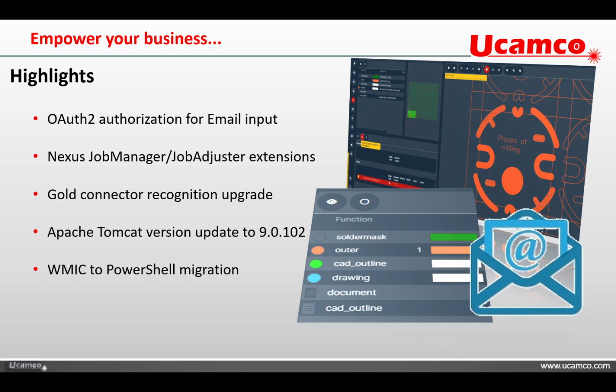Now, if we start on the PowerPoint side, this is the slide with the highlights for this version. It features OAuth2 authorization for email input. There are a number of Nexus Job Manager / Job Adjuster extensions that I would like to show you. We have reworked the edge connector algorithms to pick up edge and gold connectors. And from the admin's corner, there are upgrades for Apache Tomcat and the WMIC to PowerShell migration.